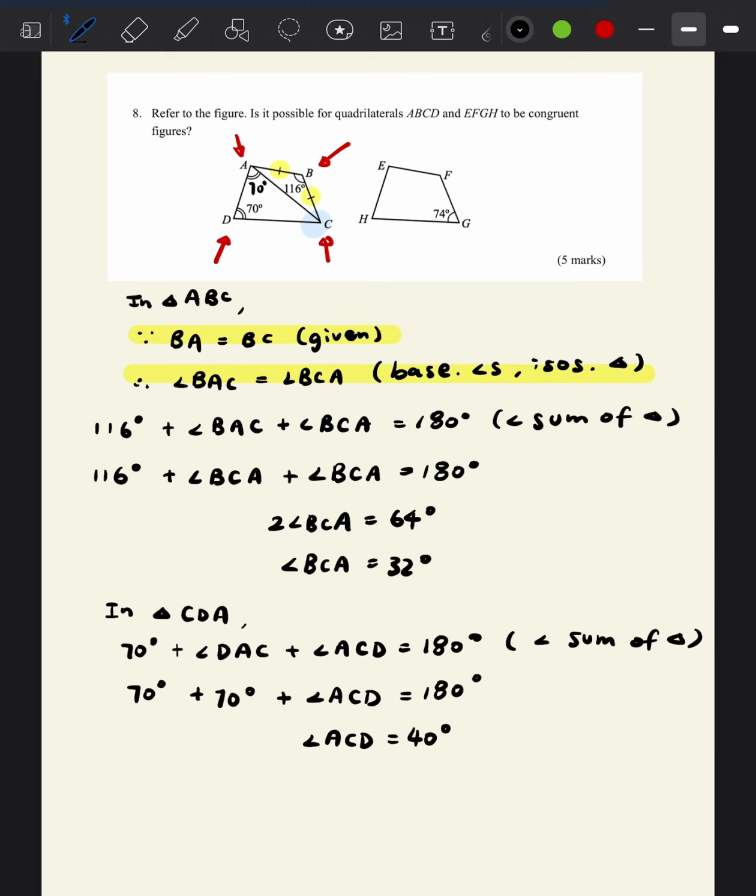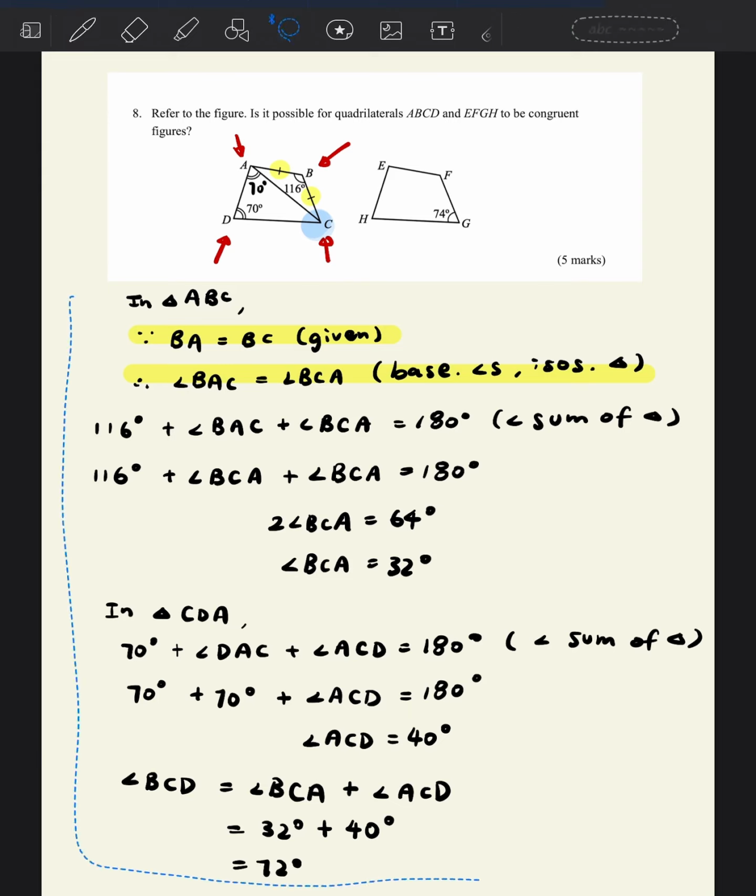But again, 40 is not the whole angle. So for the whole angle C here, you have to tell them you know that angle BCD is equal to angle BCA plus angle ACD. So in this case it is 32 plus 40. So you got 72 degrees. So you got angle C.